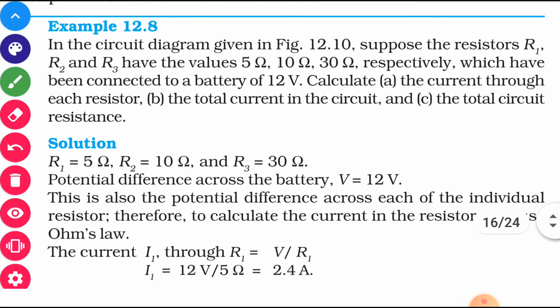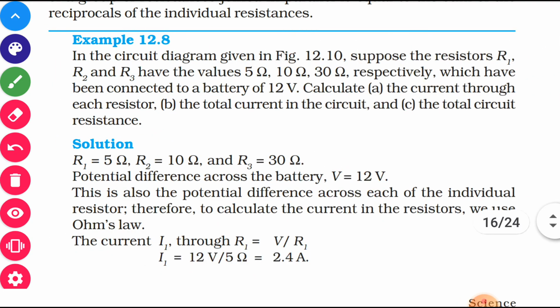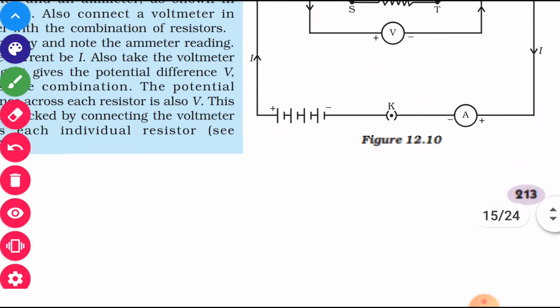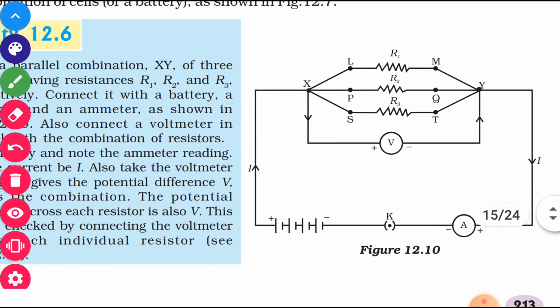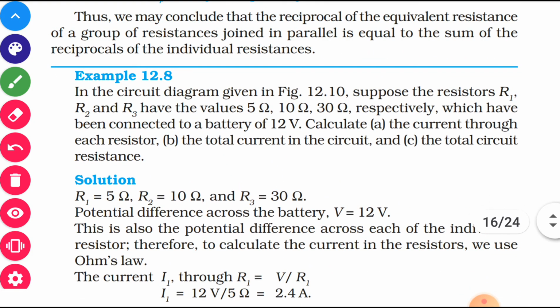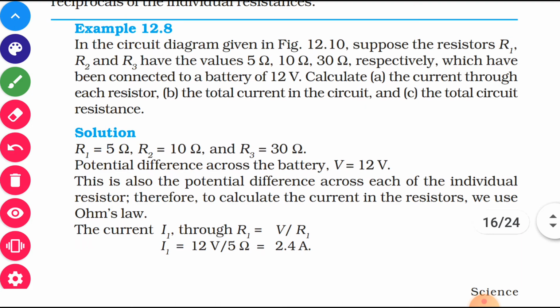One example is also here in the circuit diagram given in figure 12.10. This figure is taken into consideration. 3 resistors are given, and the values are given. R1 is 5 ohm, R2 is 10 ohm, and R3 is 30 ohm, which have been connected to a battery of 12 volt. Calculate the current through each resistor.